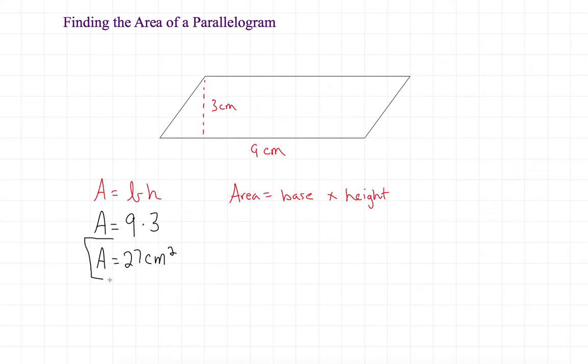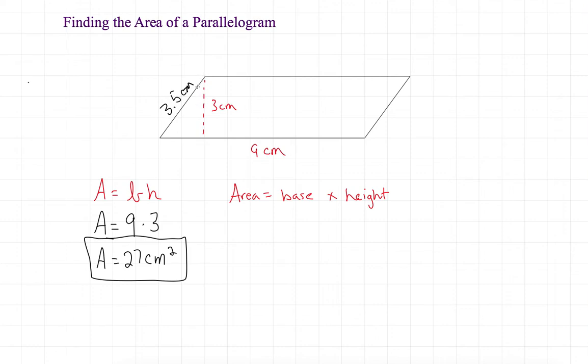Okay, so that's basically how you do it, base times height. Now, just a couple quick things to be aware of. You will sometimes see a problem that might look like this. You'll have a measurement here, one here, and one there. Don't be fooled by this over here.